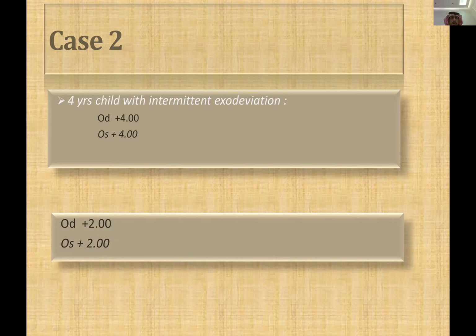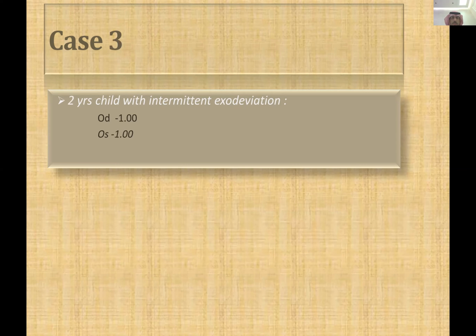I'll go to case 3. I want another volunteer, please. This is a 2 years old child with intermittent exo deviation. This is a cycloplegic refraction. Can I have another volunteer, please? Should I name someone? Yes, there's no one who wants to participate so far.